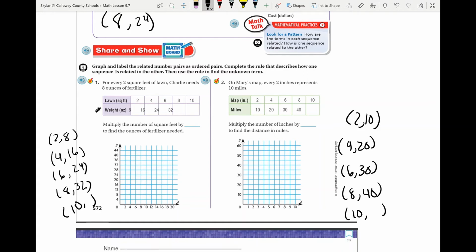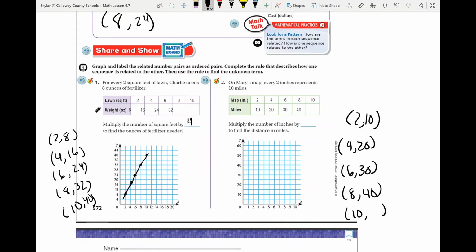So, if we're going from 2 to 8, from 4 to 16, from 6 to 24, we should realize pretty quickly we're multiplying by 4. So if we just continue that pattern, we multiply 10 by 4, we get 40. So you can go ahead, we can graph those out. 2, 8, 4, 16, 6, 24, 8, 32, and 10, 40. We draw our line. It is looking straight. It's looking crisp and clean. Fabulous.